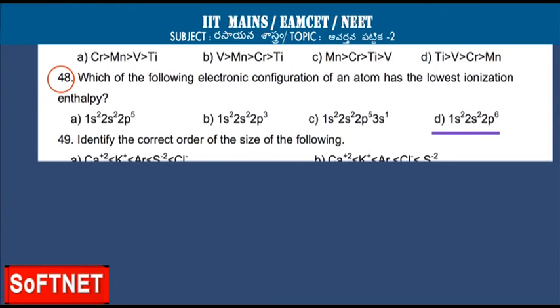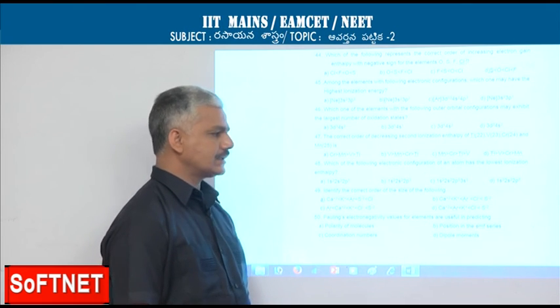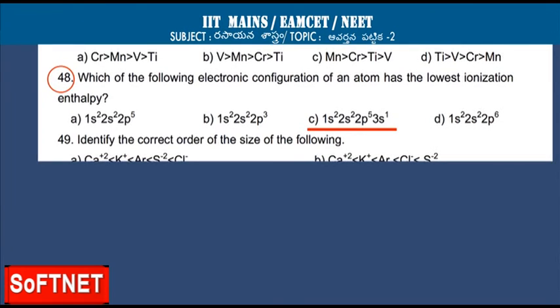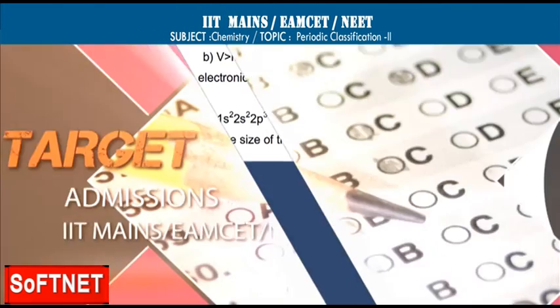D. 1s2 2s2 2p6. Lowest ionization enthalpy or lowest ionization energy is associated with the first A group elements. Among the given options, C represents electronic configuration of 1A group element. In fact, the element with this configuration is sodium. So, C is the correct option for the given question.